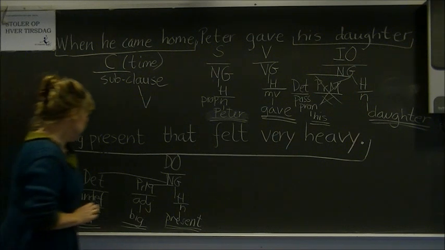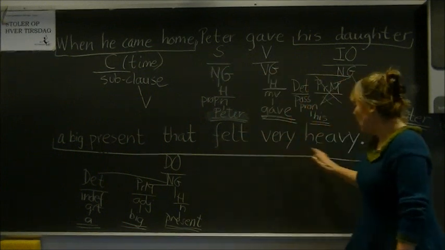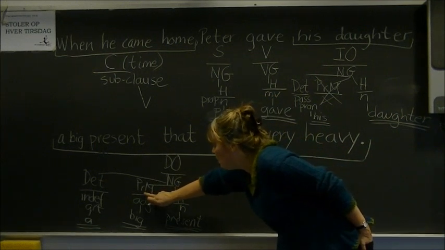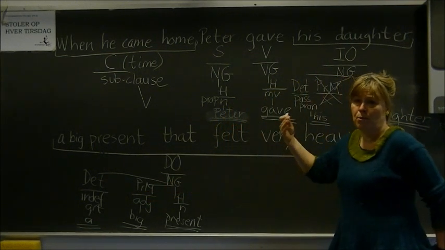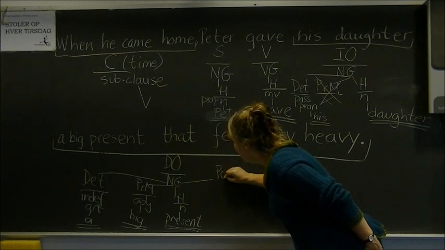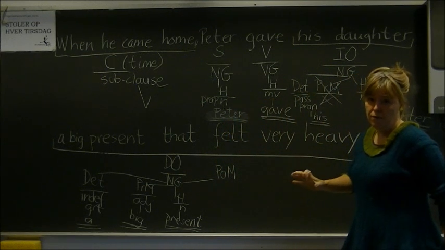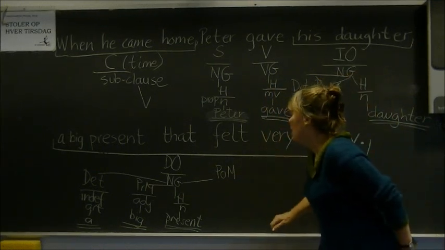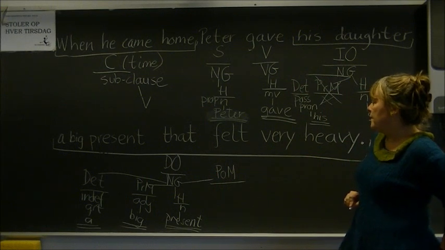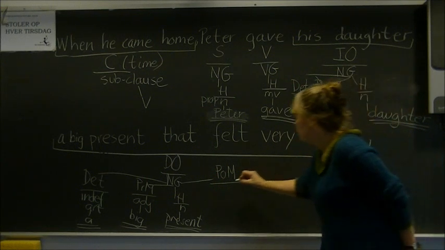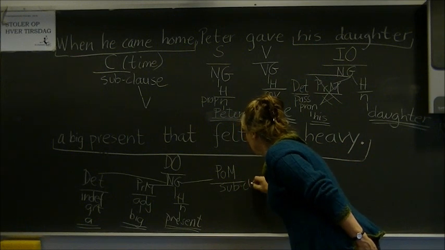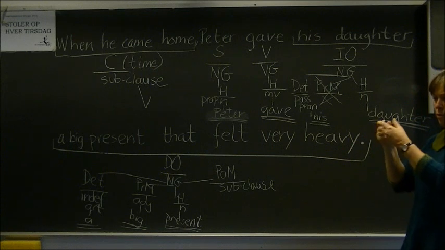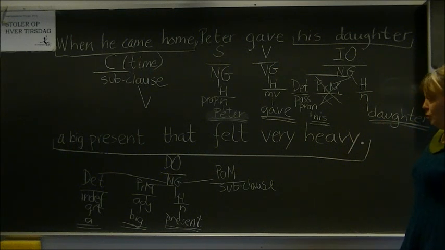Right? So now we've got a big present, and then we've got something after the head that also describes the head. And that is not called a pre-modifier then, because it's after the head, so it's a post-modifier. Post meaning after. So after the head, you describe the head by putting something afterwards. And in this case, this is another subclause. So you can see you can have subclauses within something else, like opening Chinese boxes or Russian dolls.